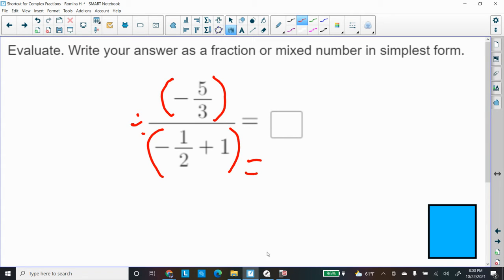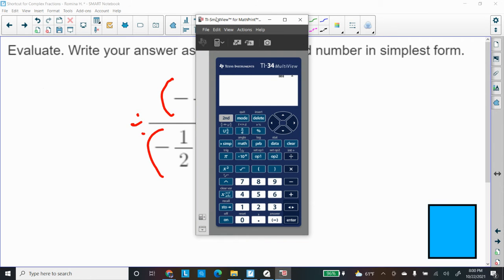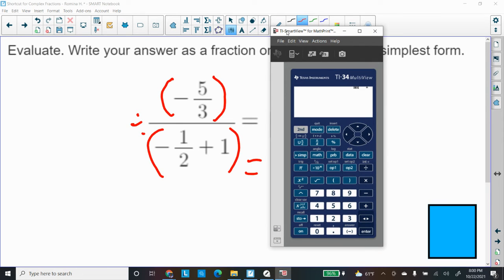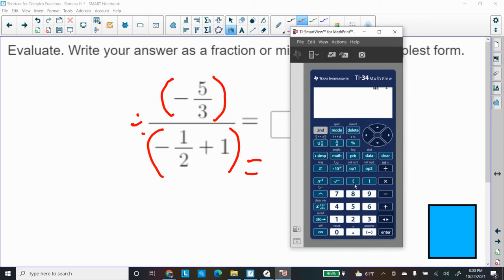Okay, so let me get my calculator and we're going to use those parentheses. So here's our first parenthesis, and then we type negative 5, and press my fraction button. And my fraction button looks like that, even though you have the ABC button. And put a parenthesis. There's my numerator. We know the fraction bar means divide. So I'm going to type the divide sign.